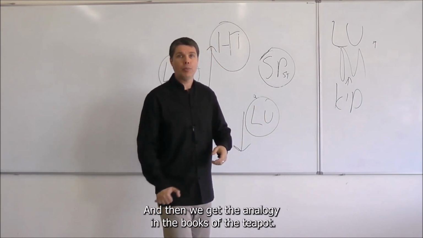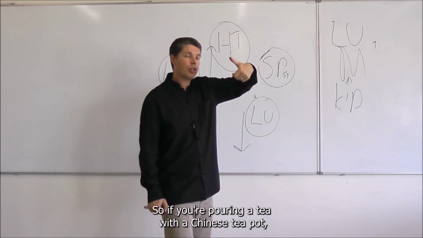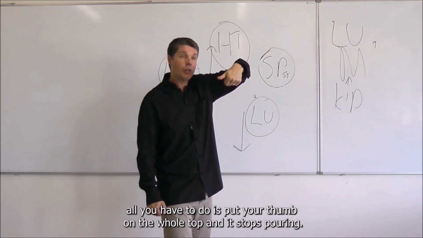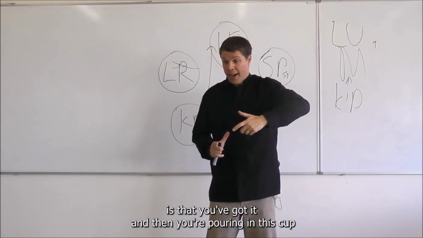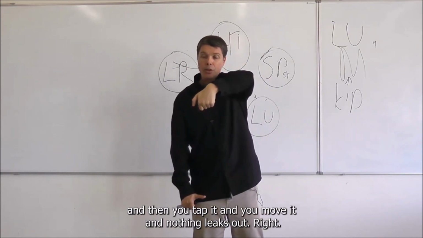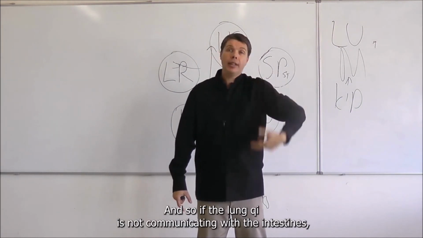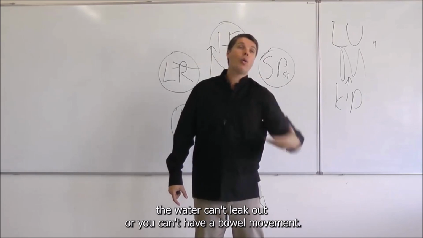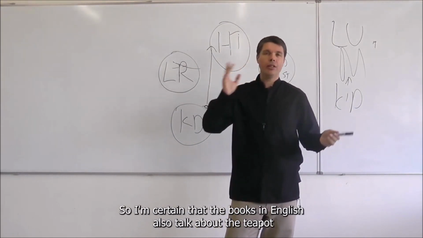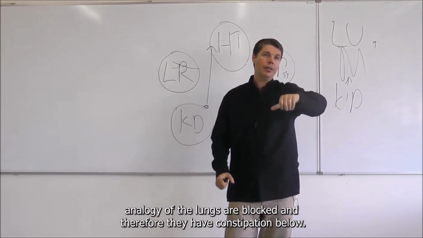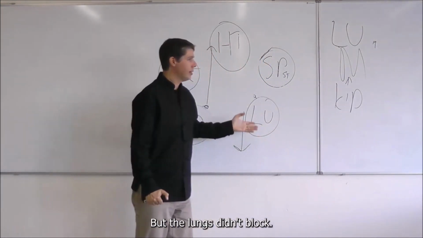And then we get the analogy in the books of the teapot. The Chinese teapot has a hole at the top. So if you're pouring tea with a Chinese teapot, all you have to do is put your thumb on the hole at the top, and it stops pouring. So when you're doing the tea ceremony, that's the point of that hole: you've got it, and then you're pouring into this cup, and then you tap it, and you move it, and nothing leaks out, right? And so if the lung qi is not communicating with the intestines, then the hole is blocked, the water can't leak out, or you can't have a bowel movement. So I'm certain that the books in English also talk about the teapot analogy of the lungs being blocked, and therefore they have constipation below. But the lungs didn't block.